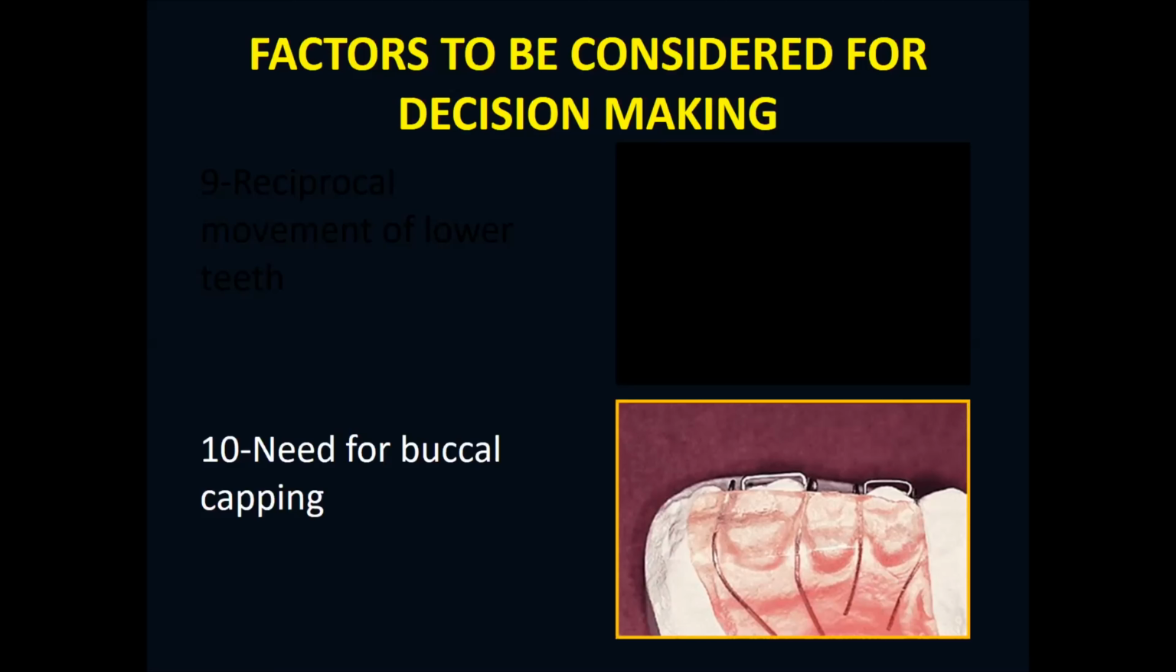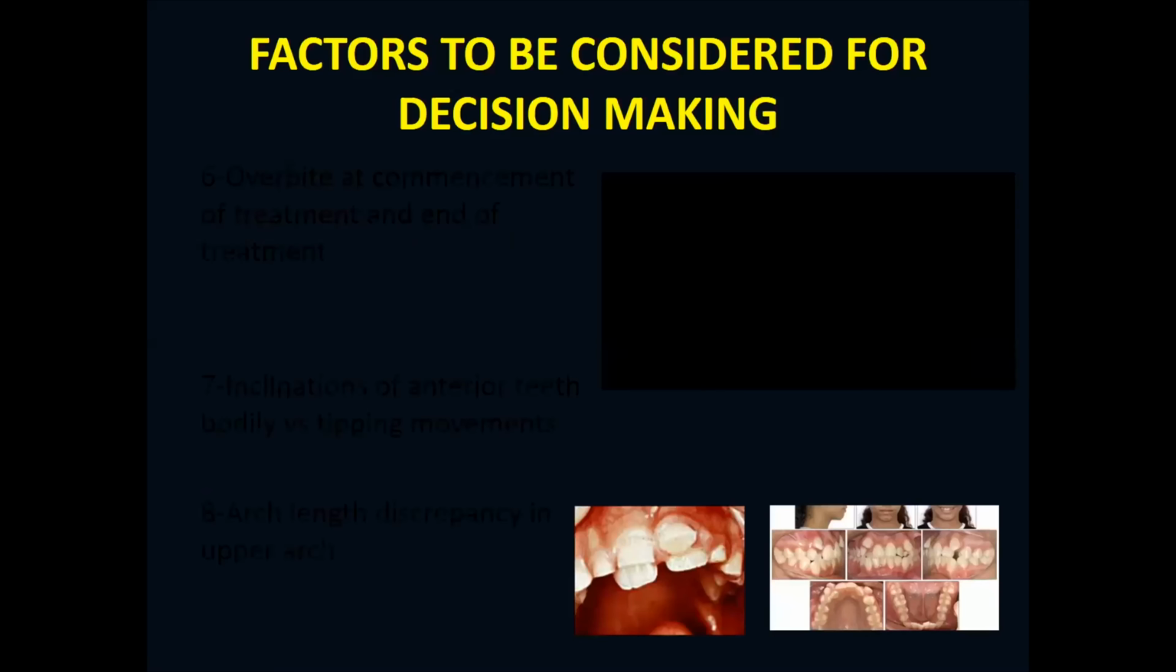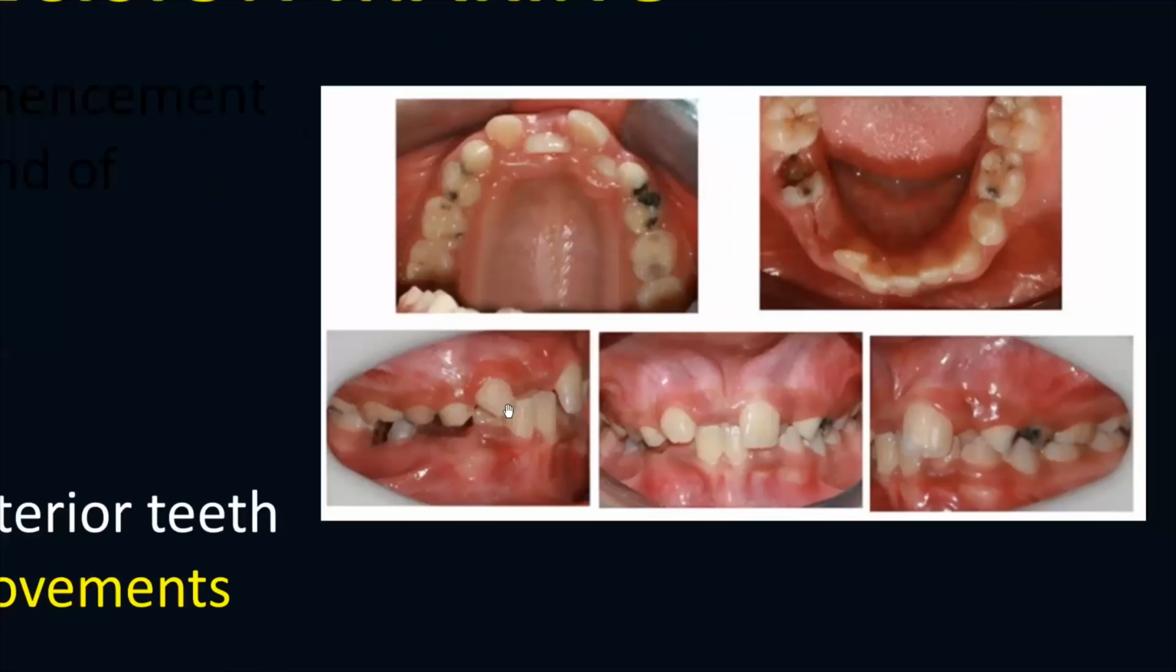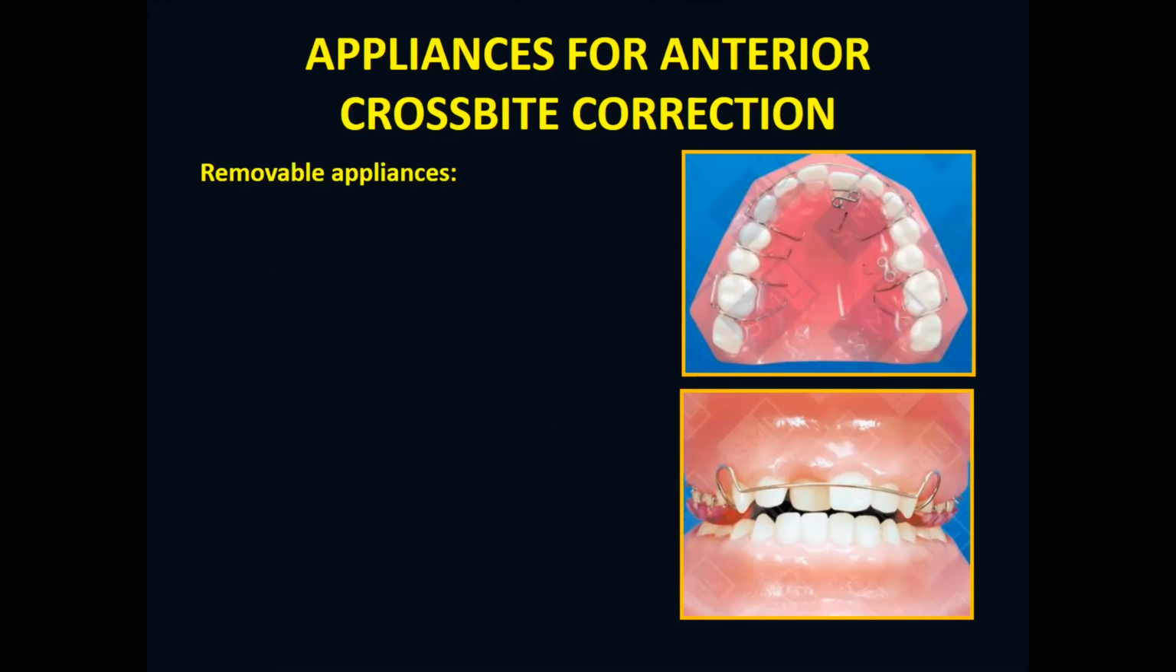So whether you need any buccal capping or not depends upon the initial overbite. For example, if I ask you the question, do you need any kind of bite block for this patient or not? Obviously, you cannot bring the upper incisors to their optimal position without giving any bite block. Okay, so there are many approaches and treatment modalities for the correction of the anterior crossbite.